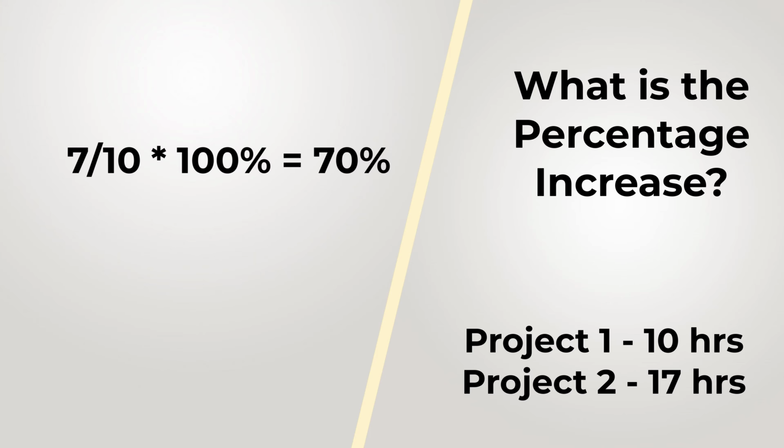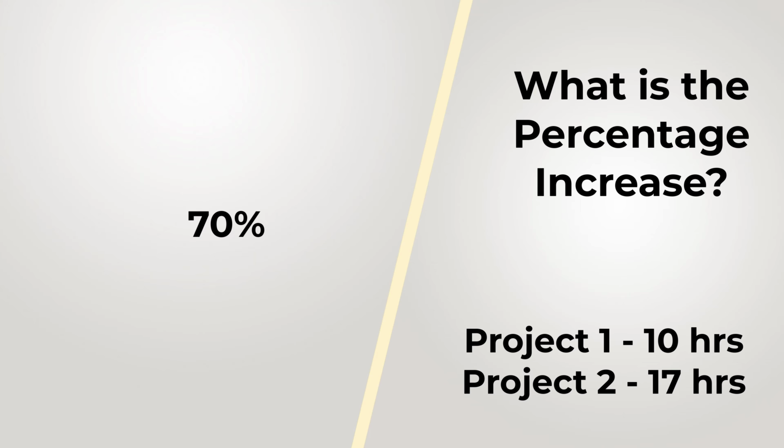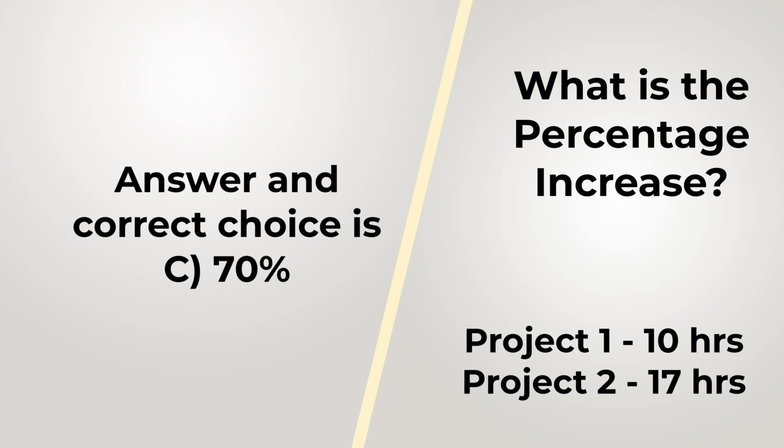You can do the calculations in your head, or if you use a calculator, you will come up with the same result, which would be 70%. So the correct answer here is the increase was 70%, and the correct choice here is choice C.